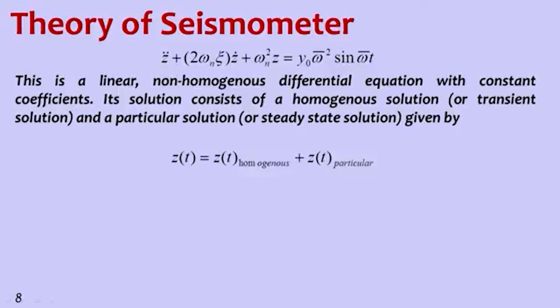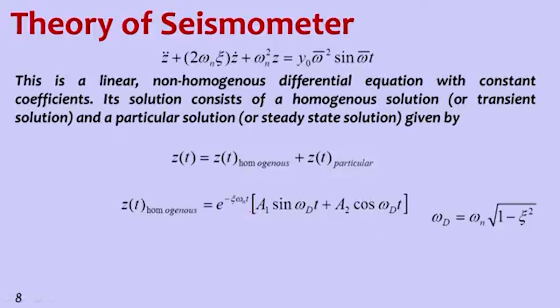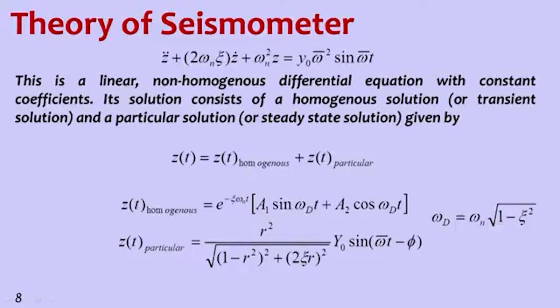Its solution consists of a homogeneous solution, or transient part, and a particular solution, which is the steady state part. Both will be there. But we know that the homogeneous part will die out because of the presence of damping, so we will not consider that. Then the particular integral part will be z particular equals r square by under root of (1 minus r square) whole square plus (2 zeta r) whole square, into y0 sin (omega t minus phi).